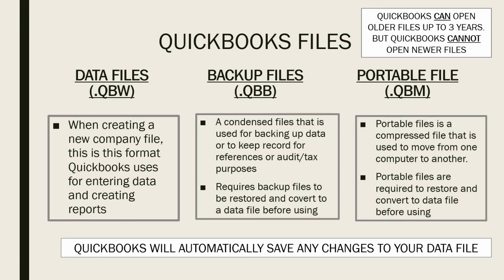So if I currently have a 2018 file, but I'm using the 2021 version, I can update the 2018 file to the 2021 version. But once I do that, I cannot use the 2018 program to open a 2021 file. Okay? So you can only go up in program and you can only go up in edition. So if I have 2019, I can only go up to 2021.